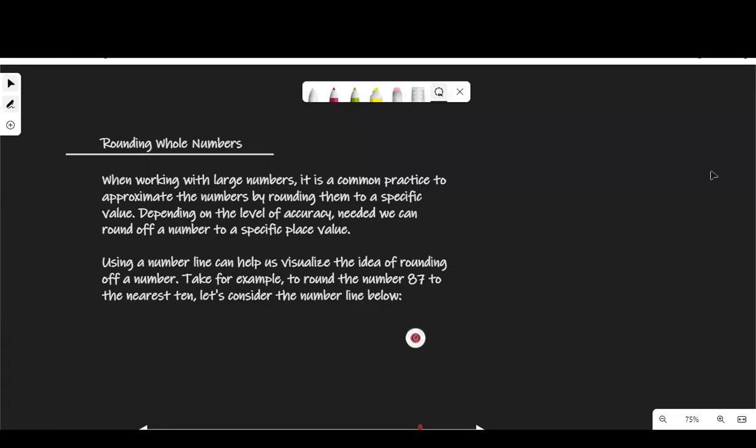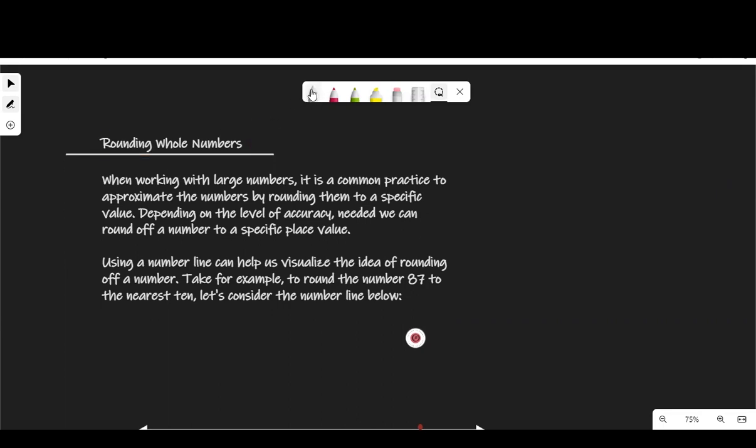Hello class, in this lesson we are going to learn how to round whole numbers. By the way, why do we need to round whole numbers? Sometimes we may be doing calculations that involve a complex number, or a number that has a lot of digits.